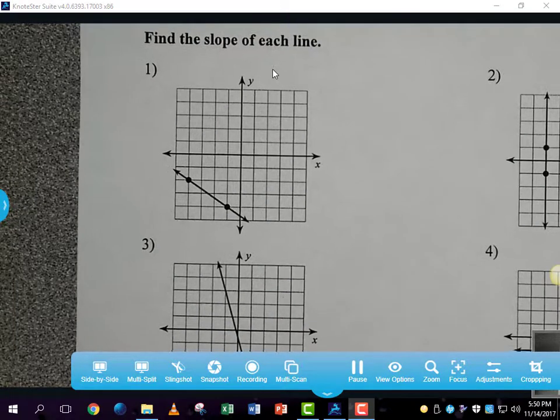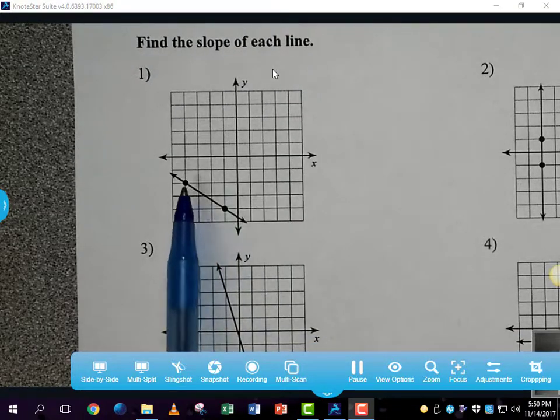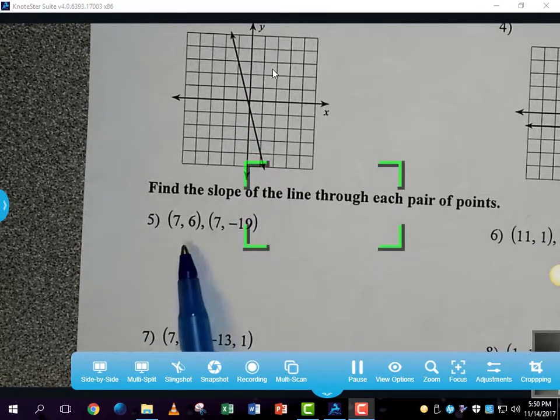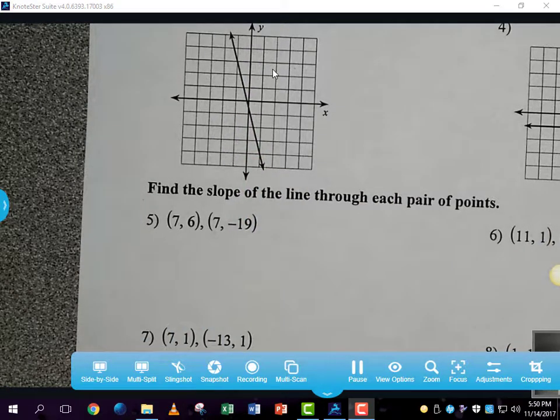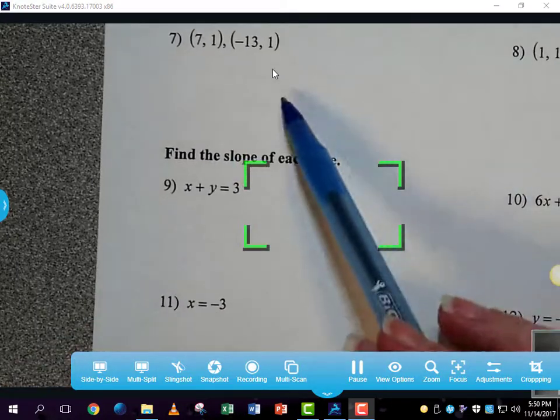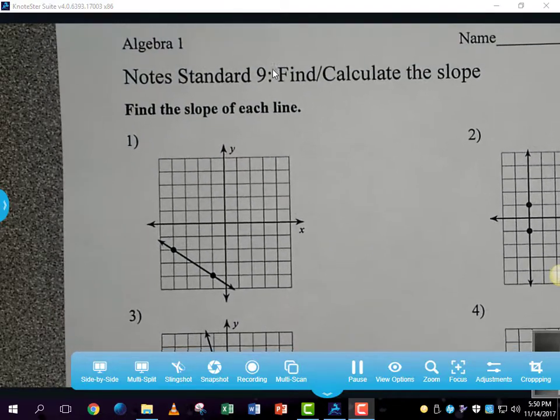Alright, this video is on how to find or calculate the slope, whether you're given a line with points, a line without points, two points that are actually given, or finally, if you are given an equation. Okay, so we are finding the slope of a line.